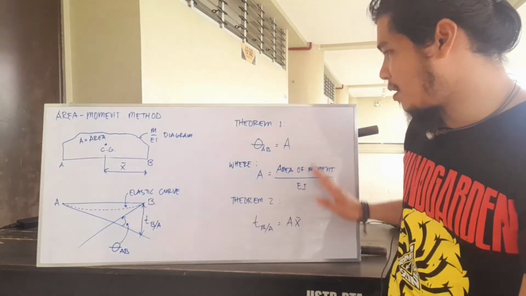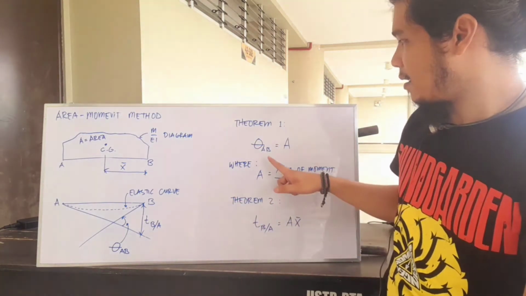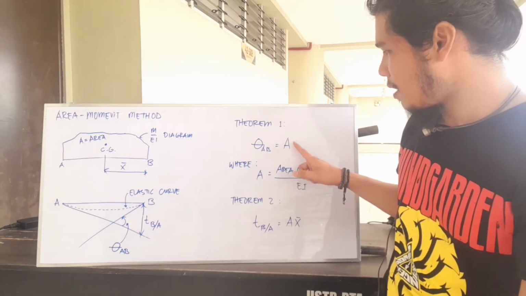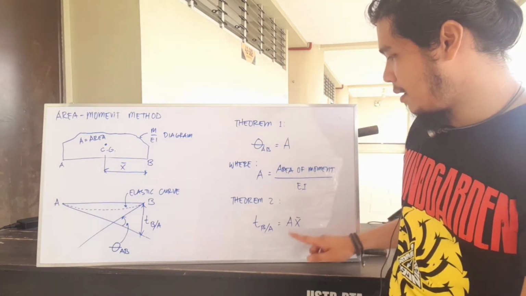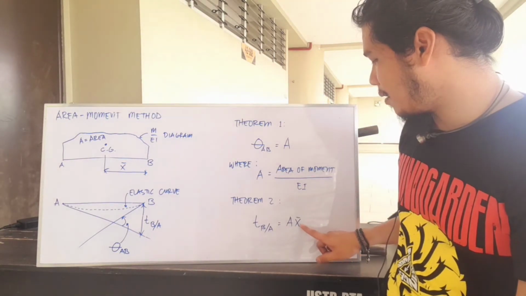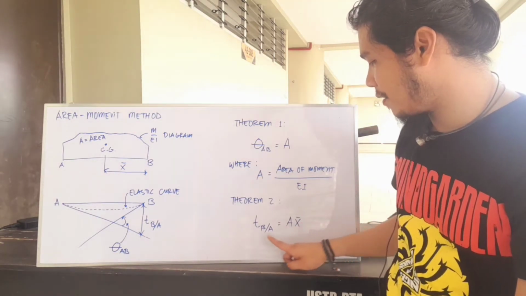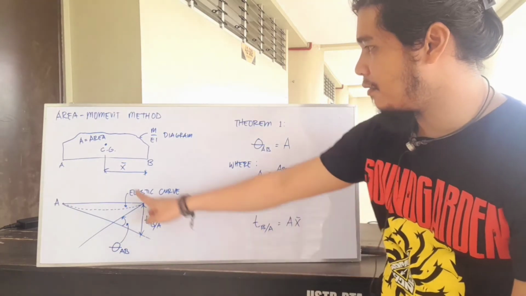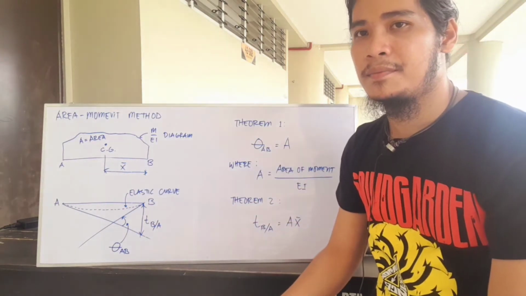Just remember this: slope equals the area of the moment diagram divided by EI. And then t B over A is A times X bar, where X bar is measured from point B to your center of gravity. Okay?